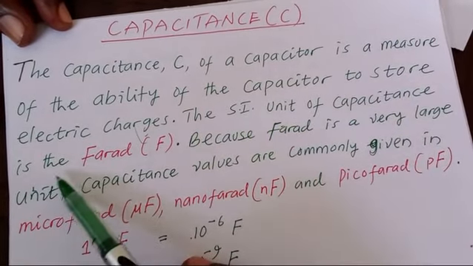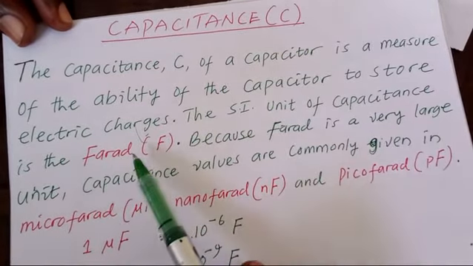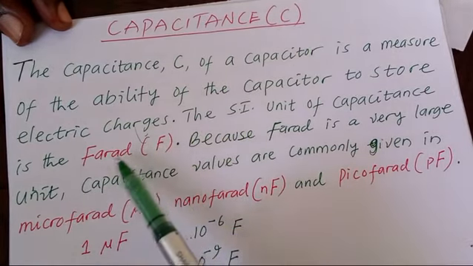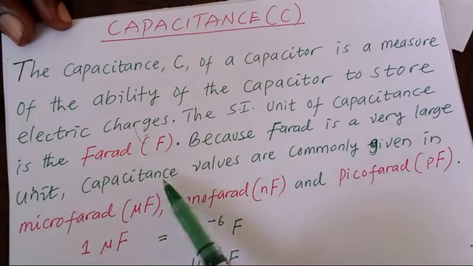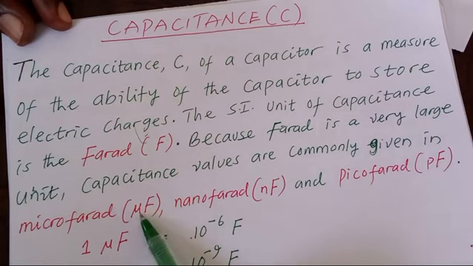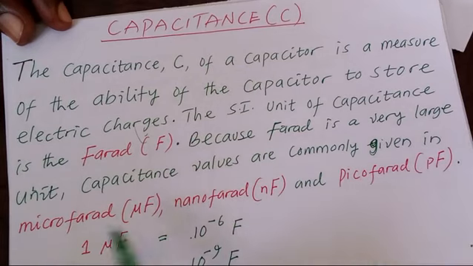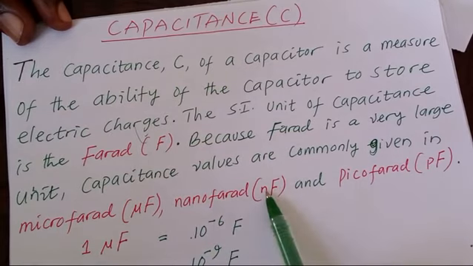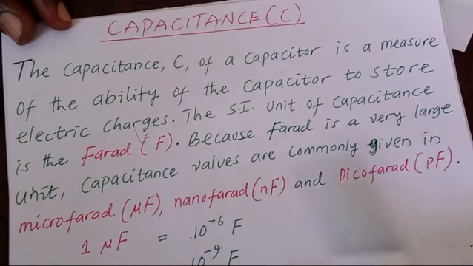The SI unit of capacitance, because capacitance is a physical quantity, it has a unit of measurement, is the farad, denoted by capital F. But this farad is a very large unit. So because farad is a very large unit, capacitance values are commonly given in microfarad. This is the symbol for nanofarad. This is the symbol for picofarad. These are small units, extremely small units. Nanofarad is smaller than microfarad. Picofarad is the smallest of all.